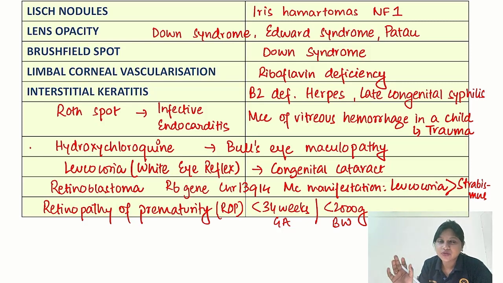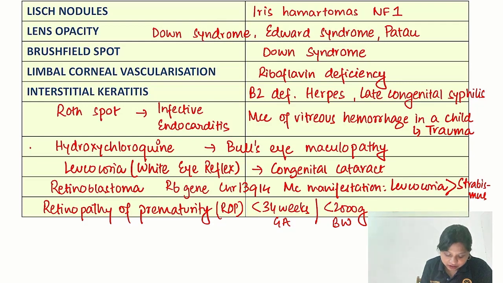When do we do screening for ROP? Usually 4 weeks. And in extreme preterm, that is less than 28 weeks or less than 1200 grams, usually we do it after an interval of 3 weeks. Okay? So this is the RBSK guidelines regarding retinopathy of prematurity.